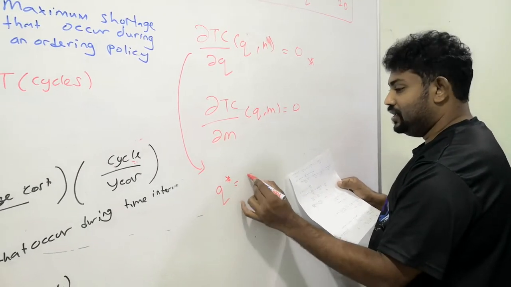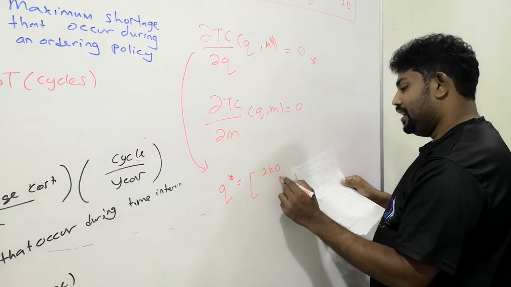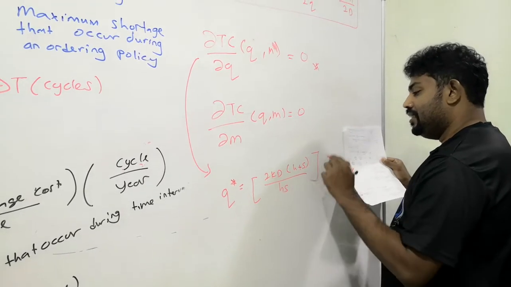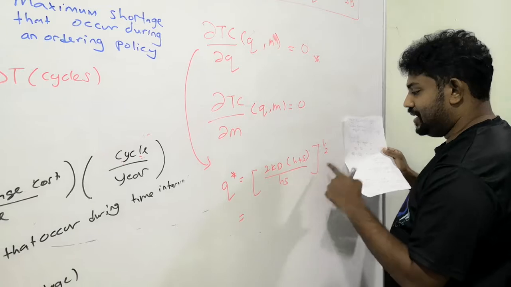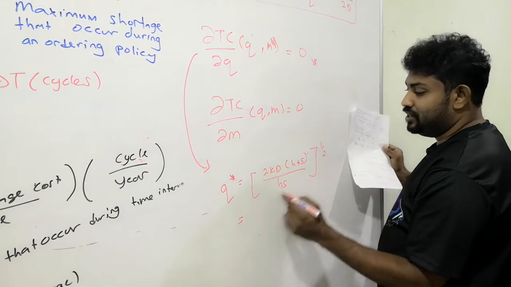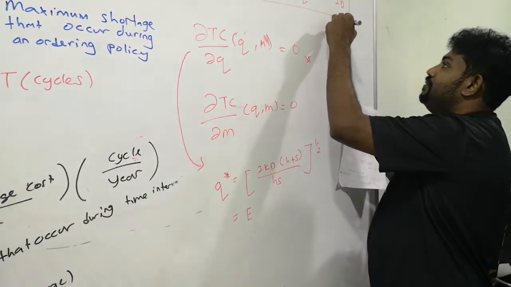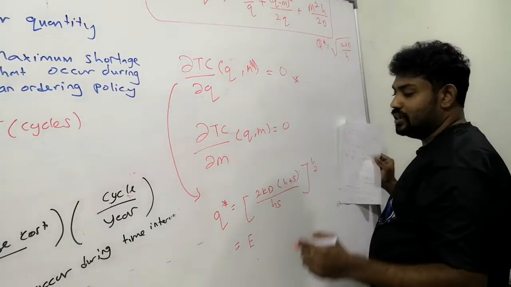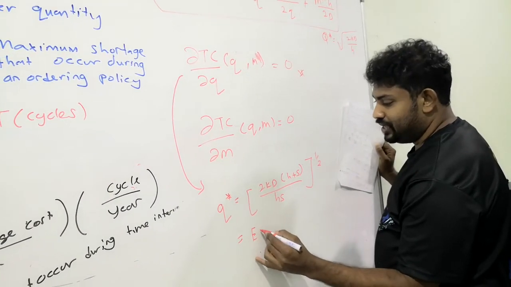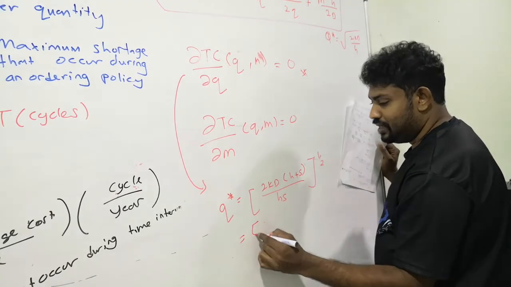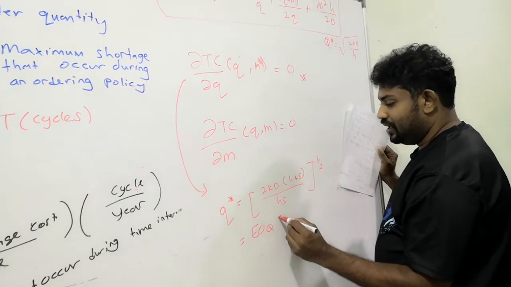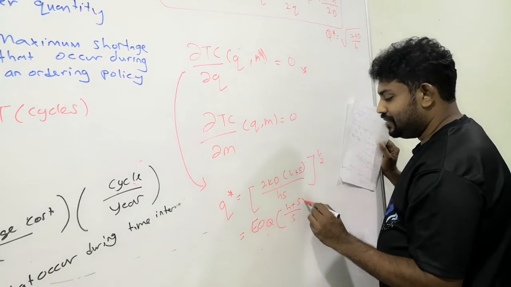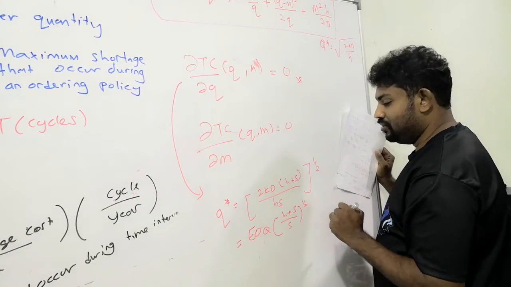We can actually get square root of 2KD over H times (H plus S) over S. 2KD over H is actually the EOQ, right? Our optimal quantity is the square root of 2KD over H, so we can take it out and just put EOQ. In the bracket, we have another factor, (H plus S) over S, to the power of 1 over 2, or square root.